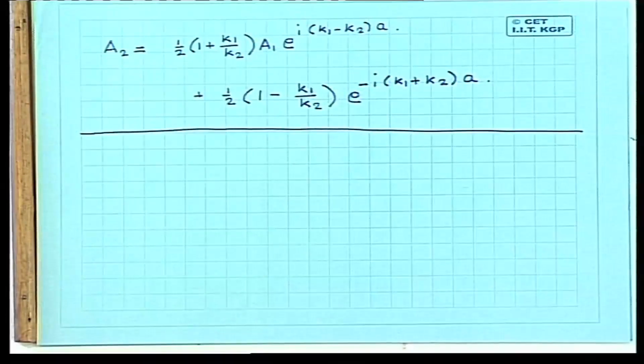By putting this back into the original equation, we can also work out what B2 is. I will not work it out here. I will leave it for you to work out, and we shall assume the form for B2 in the next class. So for today I will stop here.